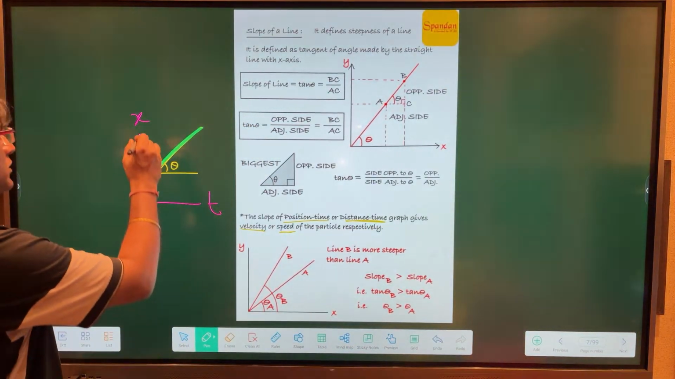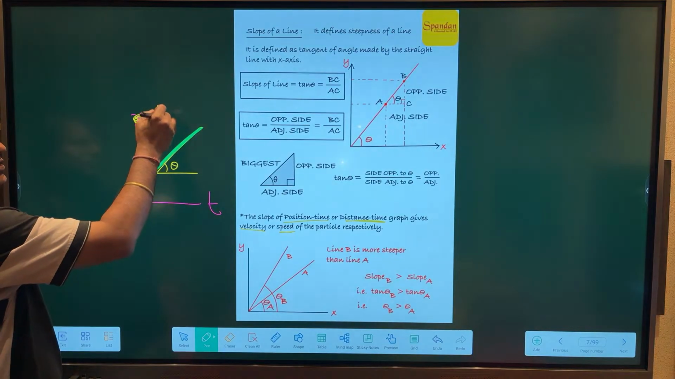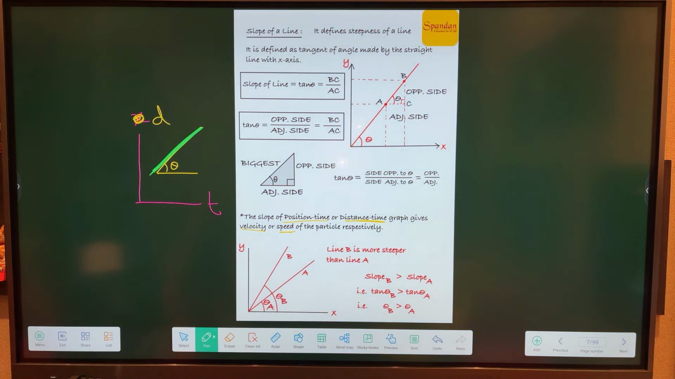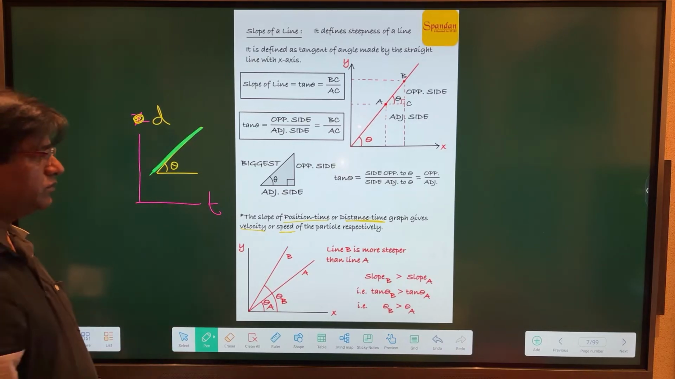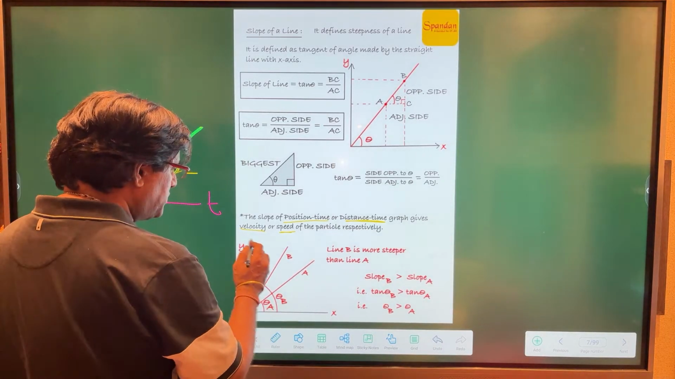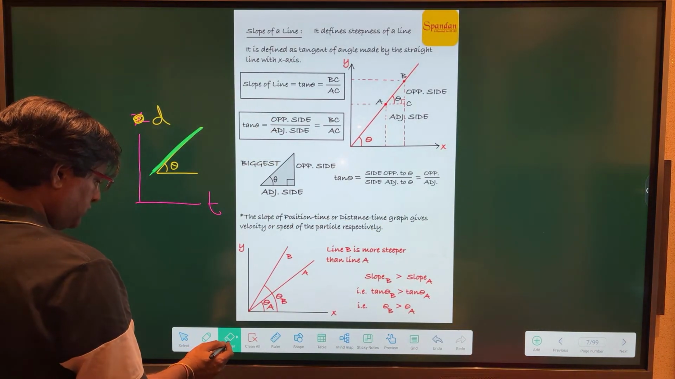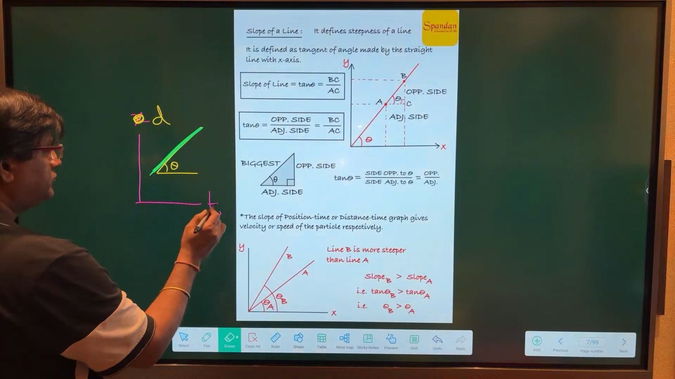So here, suppose it is distance with time, then the slope of this line will give the speed of the particle. Clear? If it is distance time, it gives speed, and if it is position time, then it will be velocity. Right? So we will study this in the physics chapter.